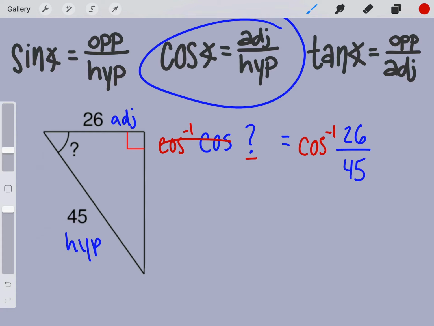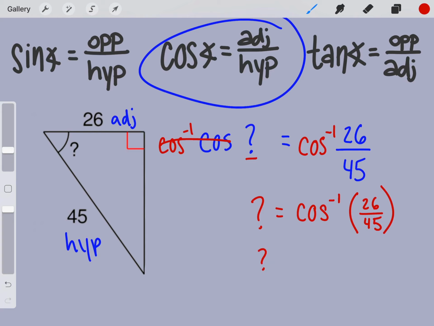By doing this, the inverse cosine and cosine cancel each other out, leaving us with just question mark. And the other side of the equation stays as it was from up there, the inverse of cosine of 26 over 45.